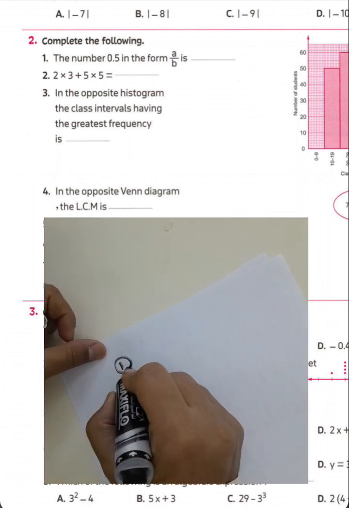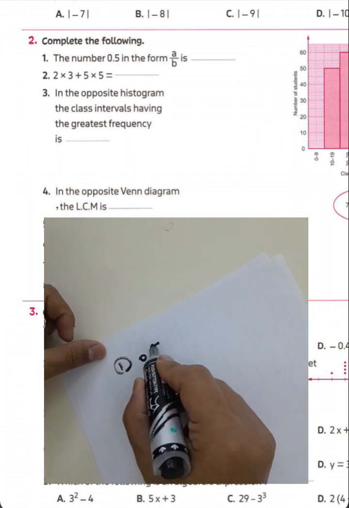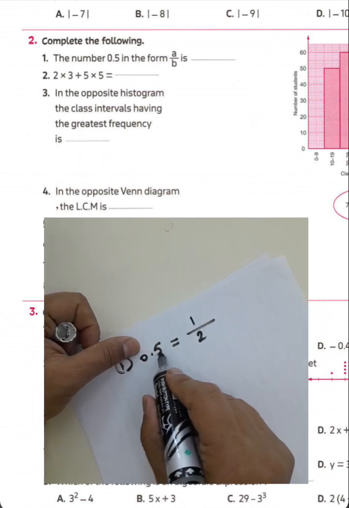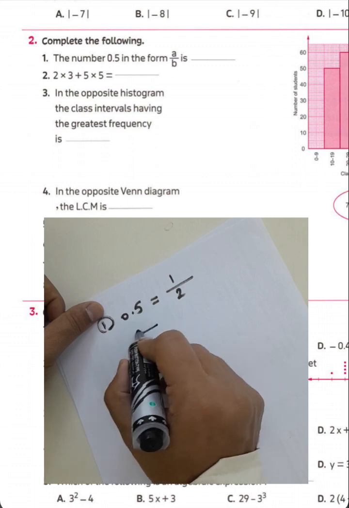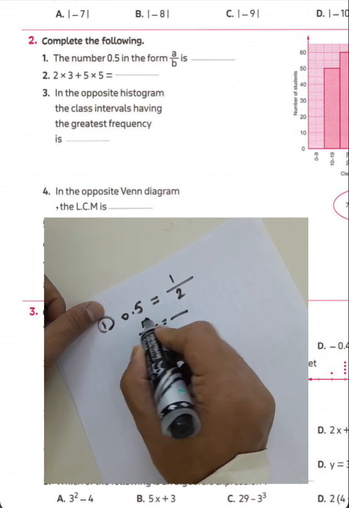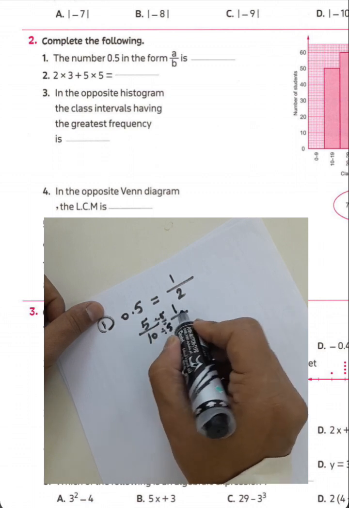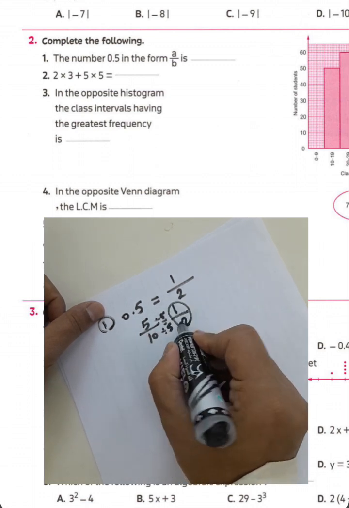Question number 1. The number 0.5 in the form a over b will be a half. We know there is one place after the point, then we must write 5 over 10 and then divide the numerator and denominator by 5. 5 divided by 5 is 1 and 10 divided by 5 equals 2.